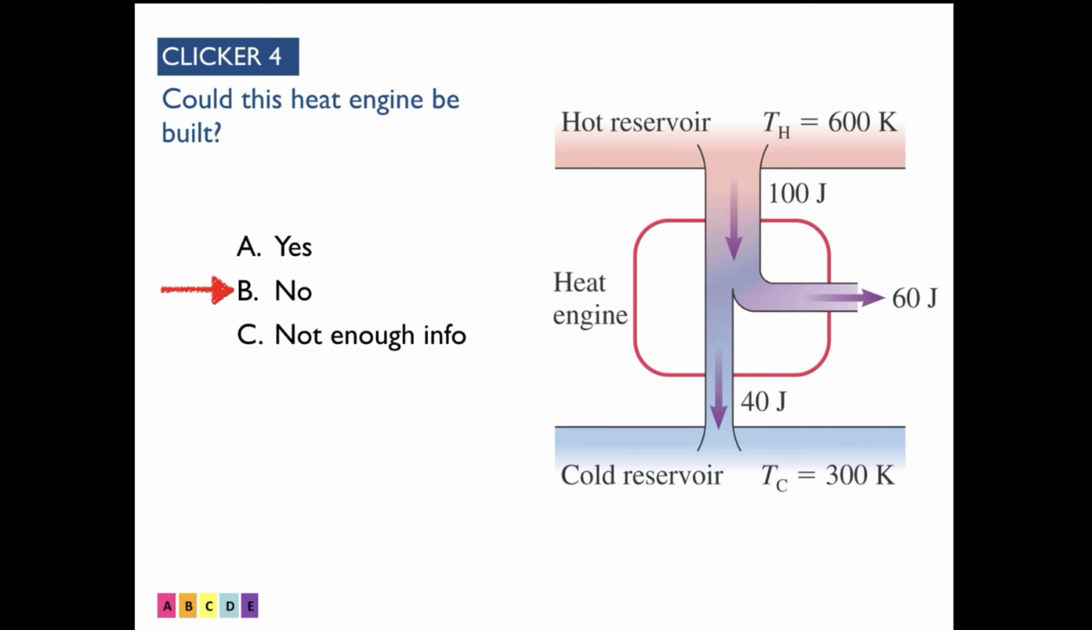Well, if you look at the efficiency, that's going to be the work over the heat. So that's going to be 60 joules over 100 joules. So 60 over 100, that's 60%. 60% exceeds the Carnot efficiency of 50%, and therefore you cannot get this efficiency. This heat engine is not physically possible to be built. It violates the second law of thermodynamics.